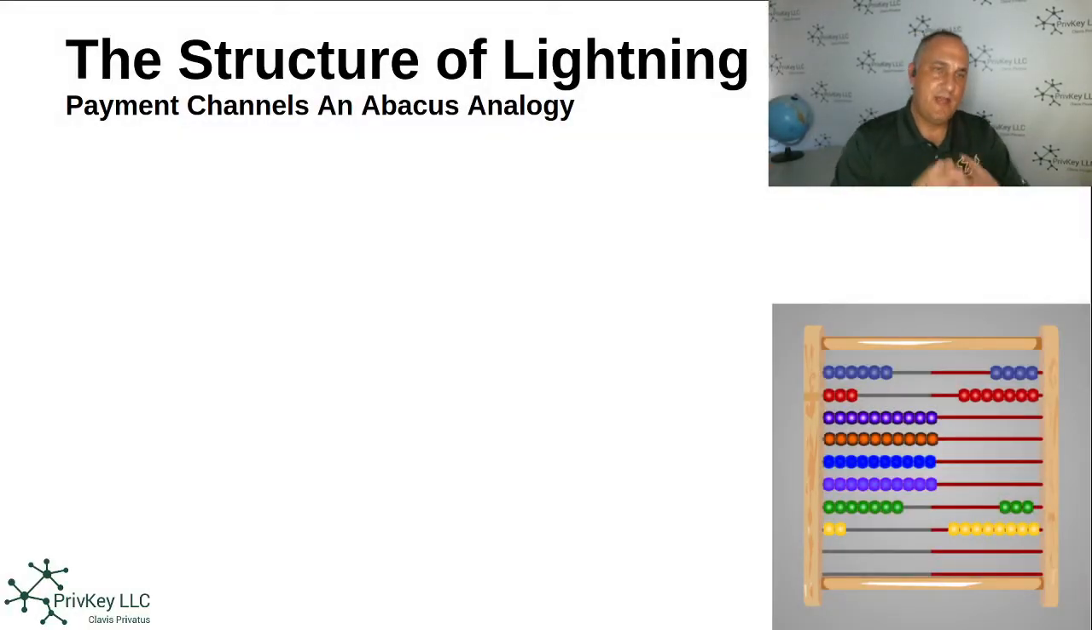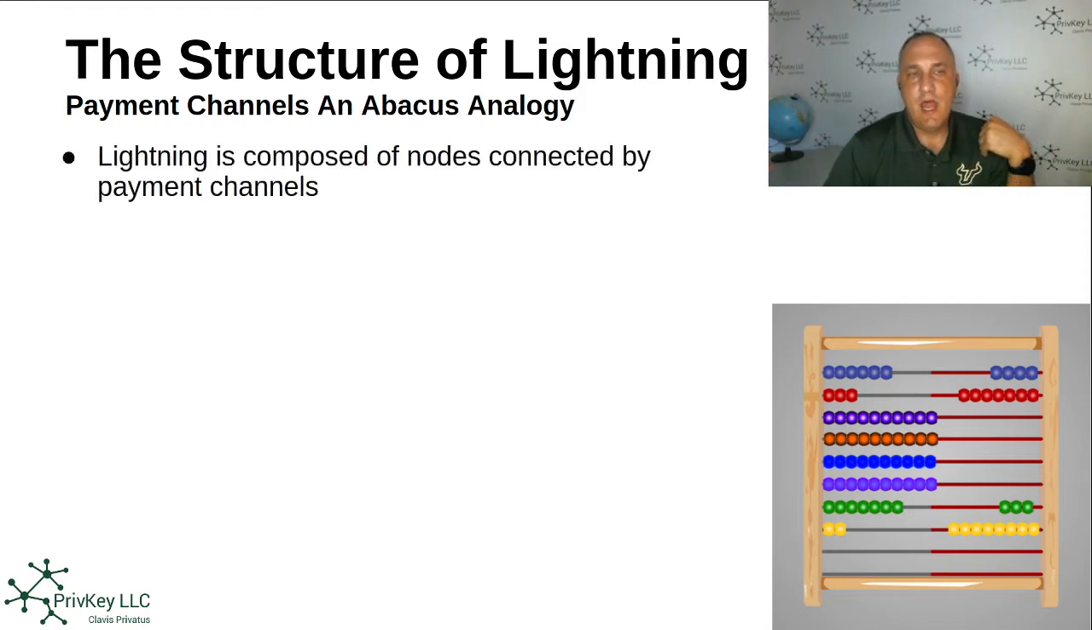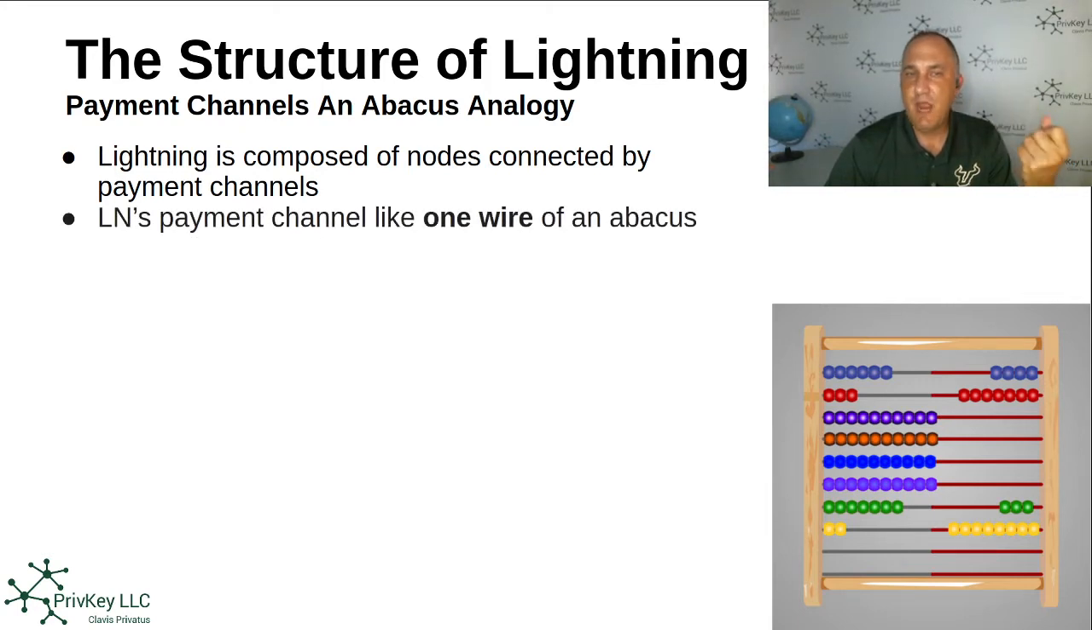In this analogy, we're going to use the abacus. We used it when we were kids to learn math. It's basically a calculator. The idea here is that the Lightning Network is composed of nodes connected by payment channels. These payment channels are the wires, so one wire is one payment channel. In the case of this abacus, you have multiple payment channels.